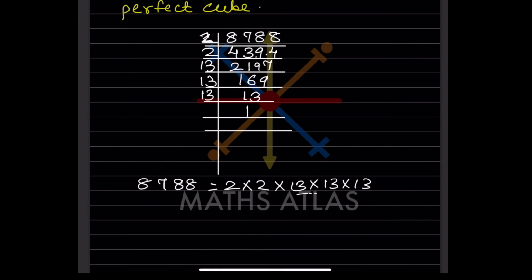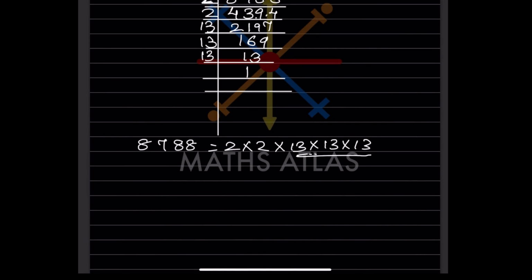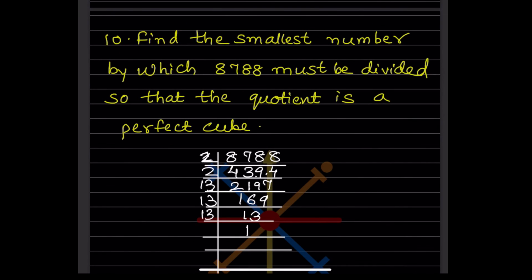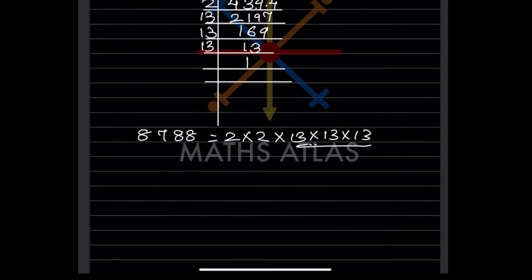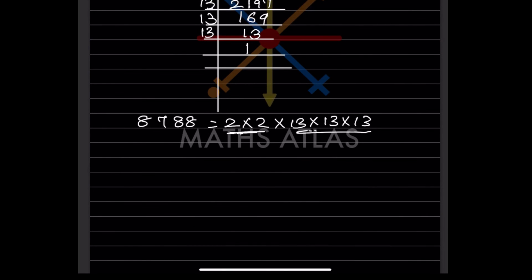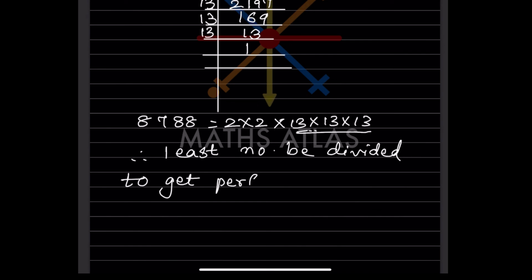so now what we can see, this is a group of the same 3. They said by which number it should be divided. So now we have, this is not complete. So we can write here, therefore, the least number to be divided to get a perfect cube is equal to, what is that? 2 into 2, that is going to be 4.